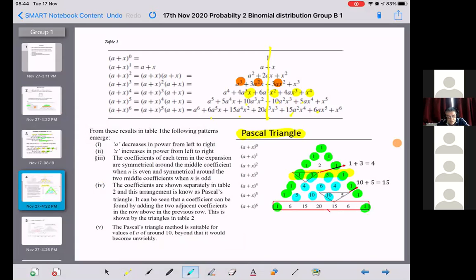Now that method to find a binomial expansion will be okay for a value of n of around 10. Beyond that, you'd be getting a little bit unwieldy. You won't be asked to do anything beyond a power of 9 or 10. So Pascal's triangle is one method of being able to find the coefficients of each term in the binomial series. Everybody okay with that? Yeah. Yep.